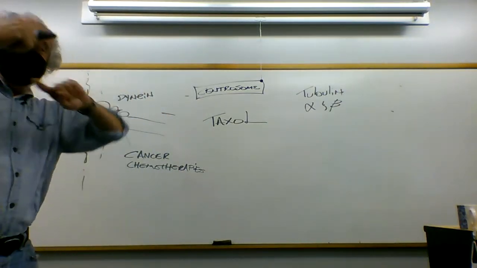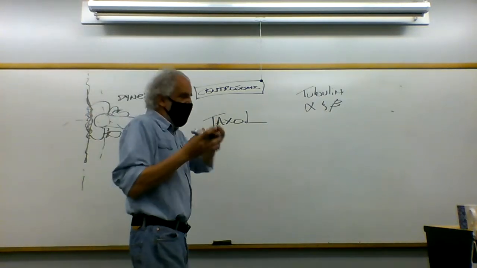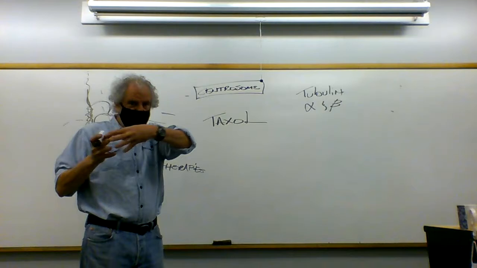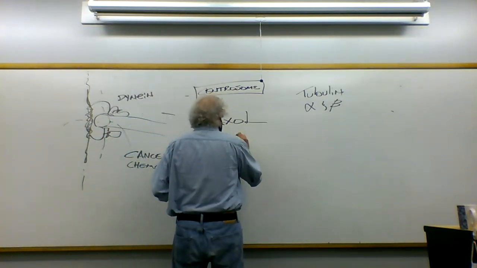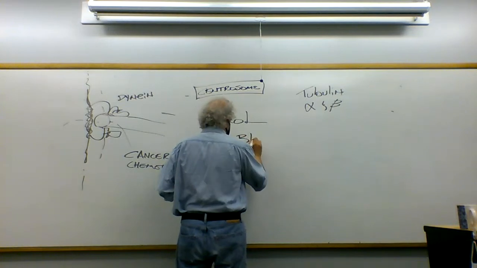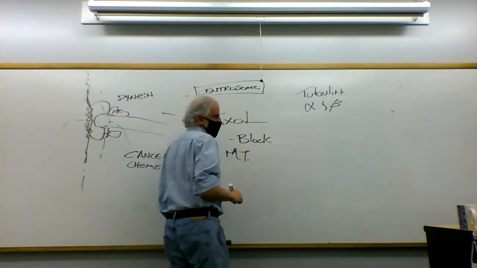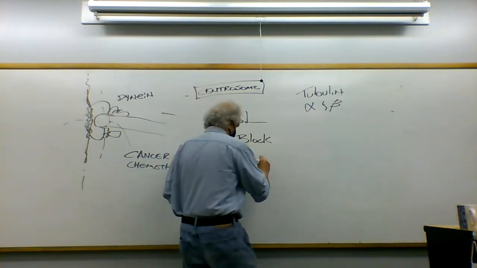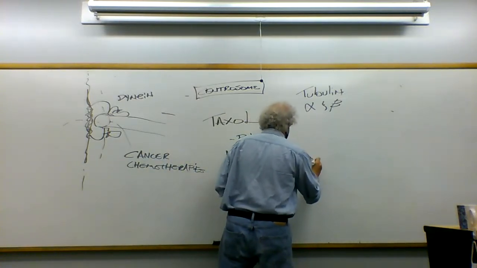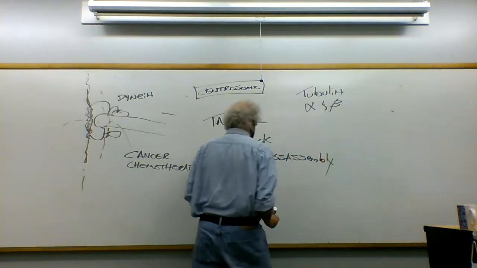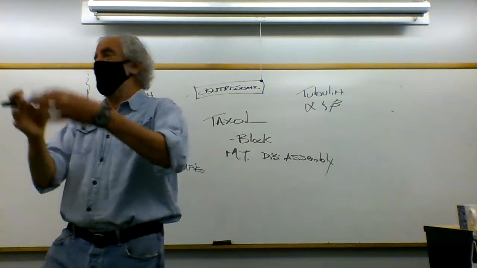Taxol takes the opposite approach in that instead of blocking spindle fiber production, it is going to block microtubule, MT, for those of us that are hip, disassembly. It blocks them from coming apart.